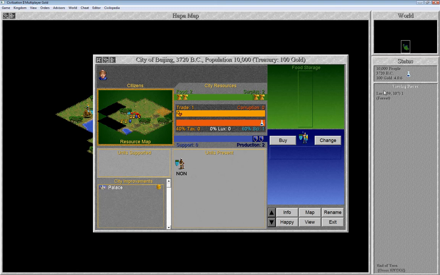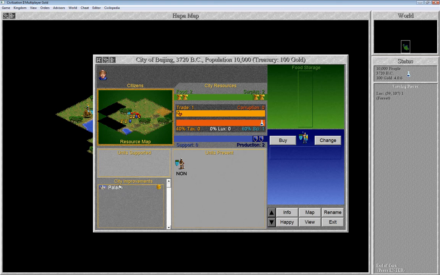If I waited too long to start up a city, like let's say in 3000 or 2000 BC, they actually would not give me my palace, and I would have rampant corruption because there is no capital. But I still have a capital here.